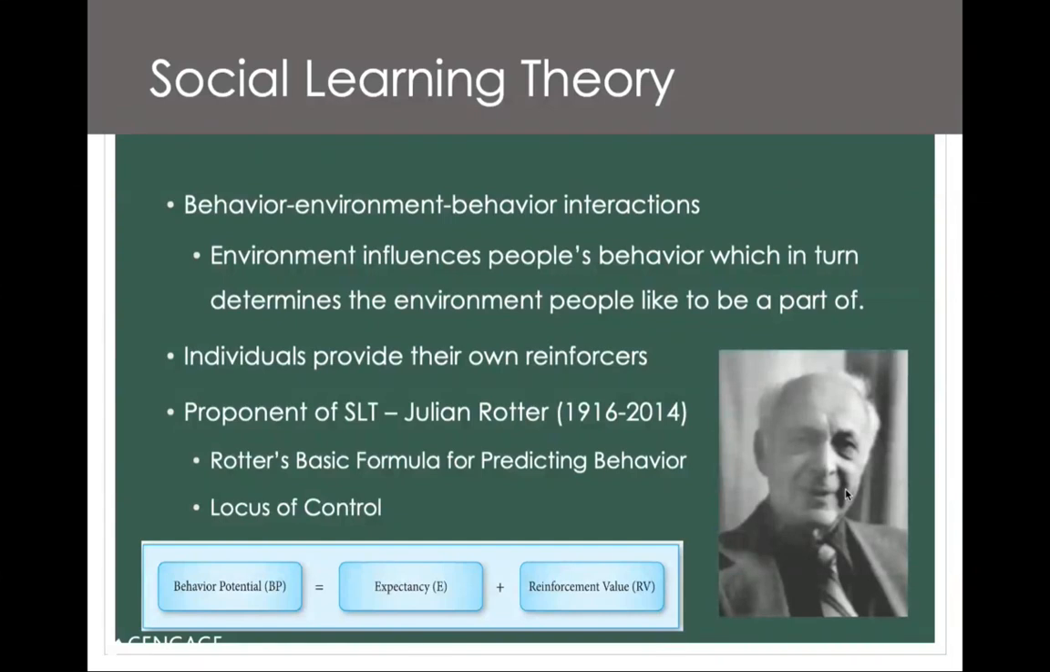So behavior, environment, behavior, interactions: the environment influences people's behavior, which in turn determines the environment people like to be a part of. Individuals provide their own reinforcers. Julian Rotter was a very famous pioneer under this theory. He was born in 1916. He went to the University of Indiana for his PhD because it was one of the few schools at the time to offer a degree in clinical psychology. He wanted an academic position, but few were available when Rotter graduated in 1941.